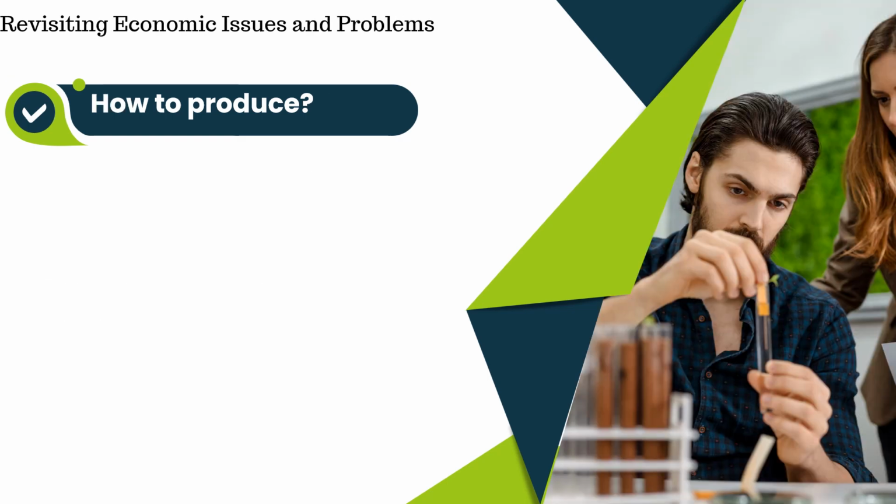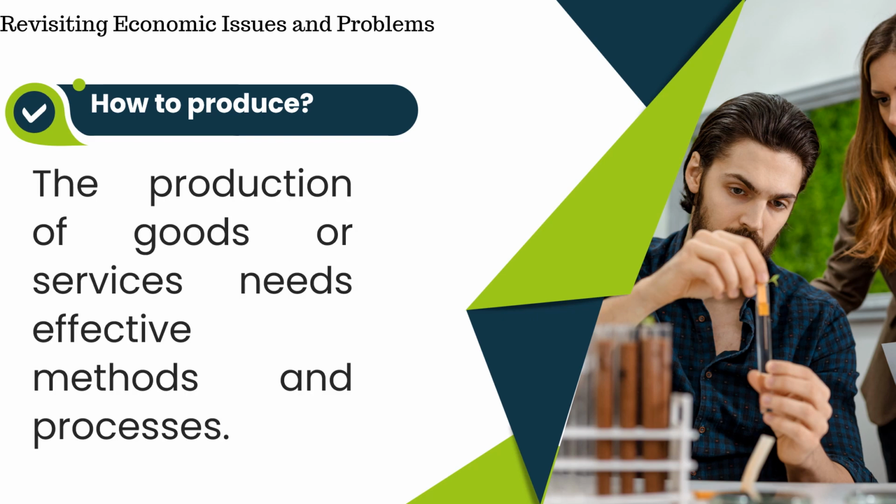Next, how to produce. The production of goods or services needs effective methods and processes. It involves decisions about the most efficient and cost-effective ways to produce goods and services. Factors such as labor, technology, capital, and natural resources are considered when determining production methods.